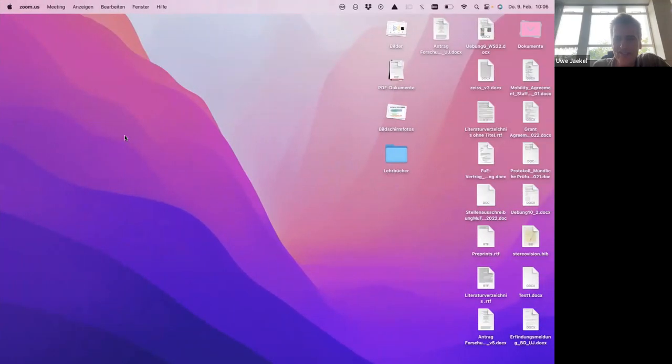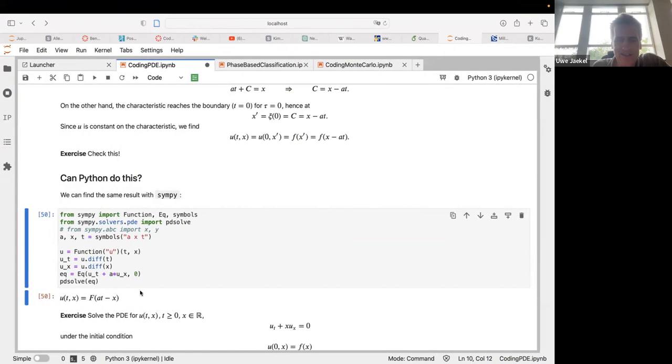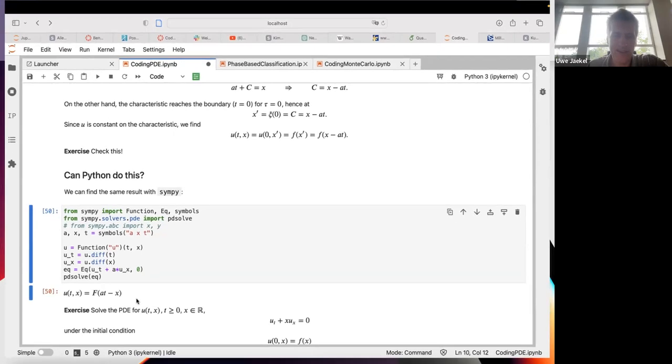We found it's a function, and this is basically the initial condition. You would have to do that for yourself. You have to solve the initial value problem with that.